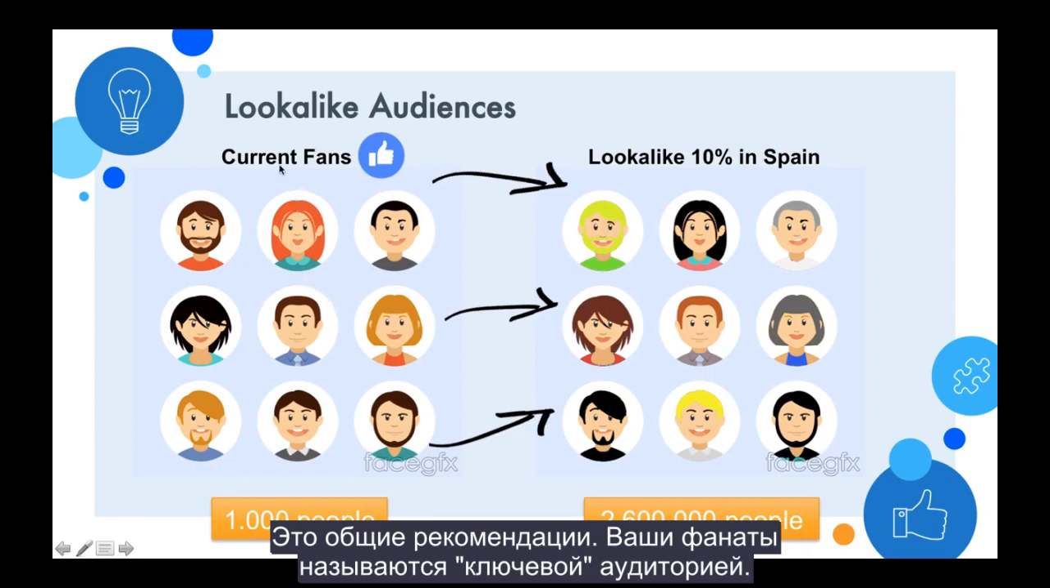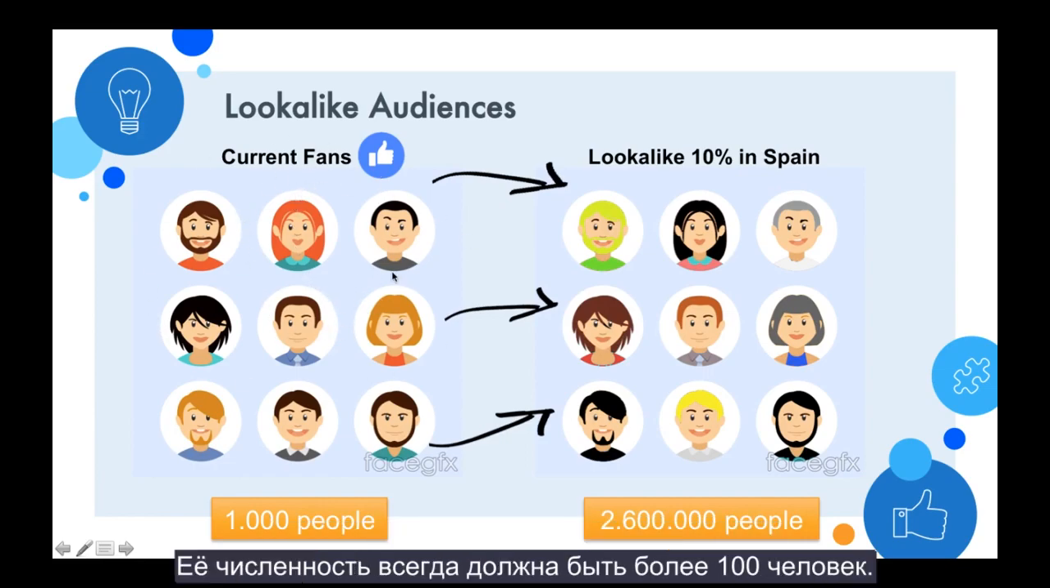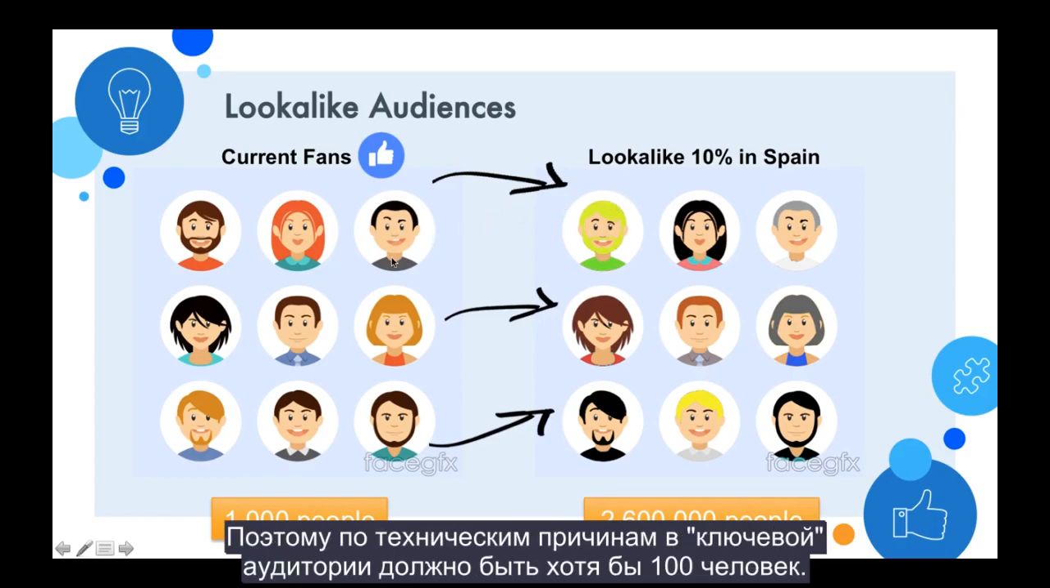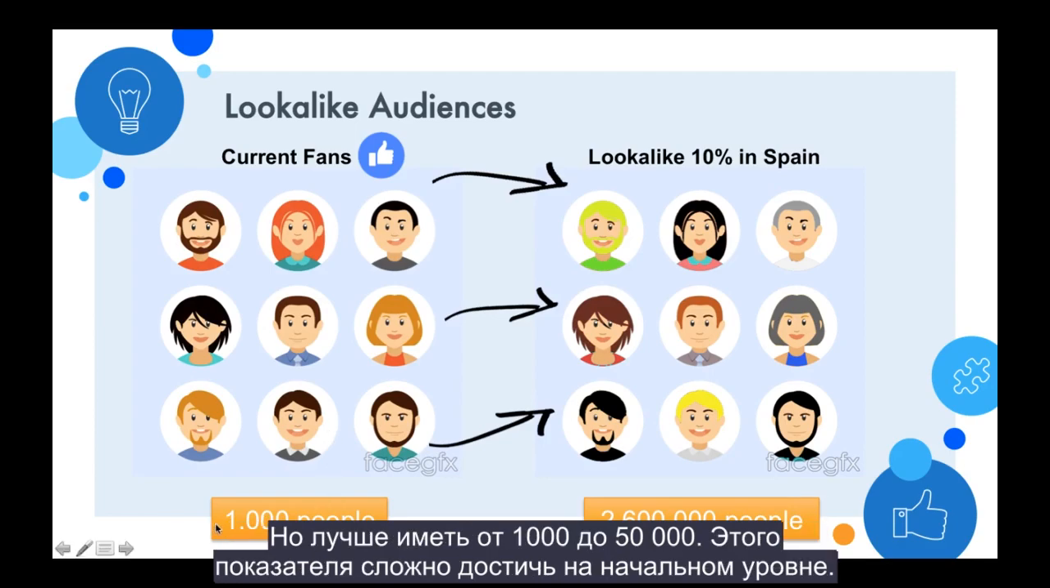This is called a seed or nucleus audience. Technically it has to be more than 100 people, so you cannot build a lookalike on just 20 people. You technically need at least 100 people in your seed audience. However, Facebook recommends, in their blueprint exams and everything, that you have between 1,000 and 50,000 people in here, okay?